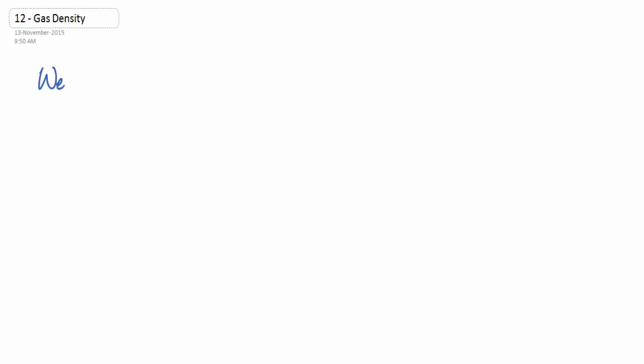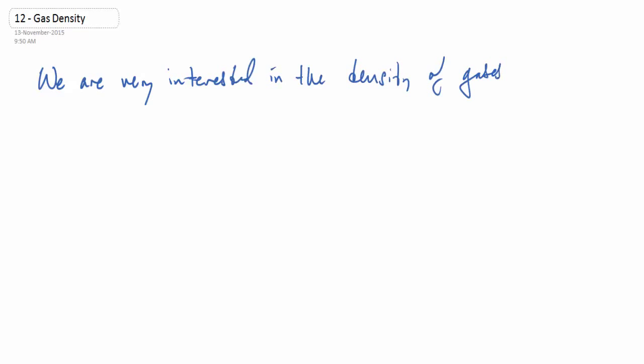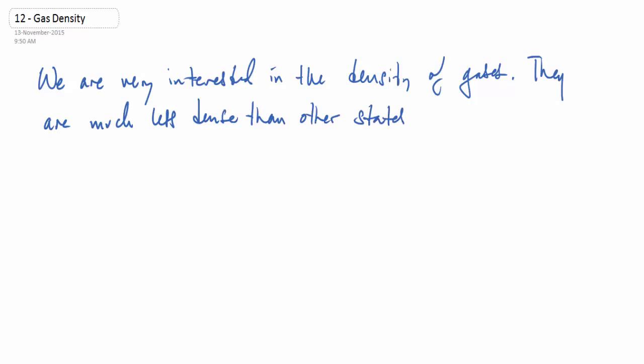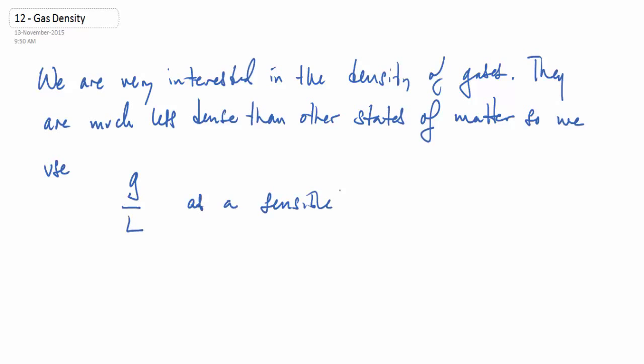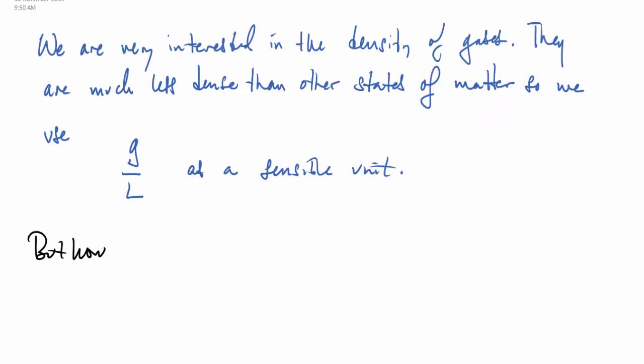Today's video is on gas density. So we are very interested in the density of gases. They're a lot less dense than other states of matter, so we'll have to use a different set of units. Maybe instead of using grams per milliliter, we can use grams per liter as a sensible unit. So there we have grams per liter, a sensible unit for the density of gases.